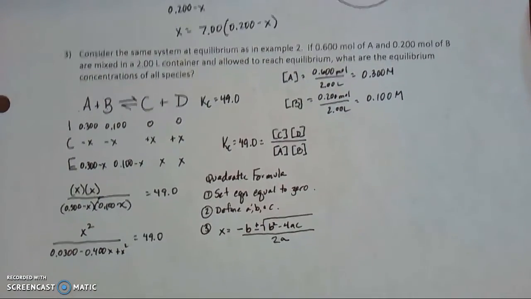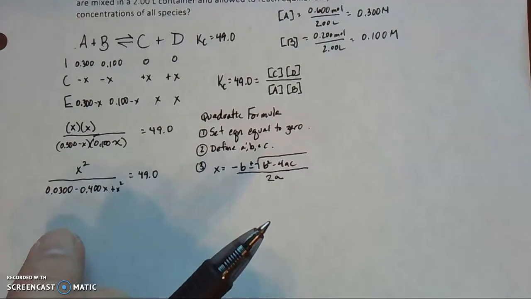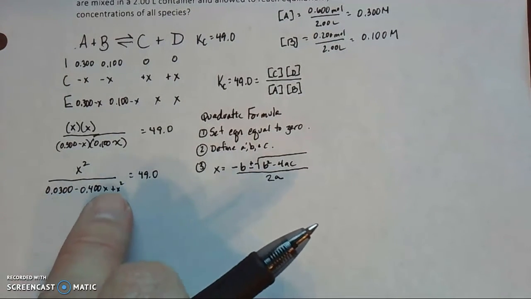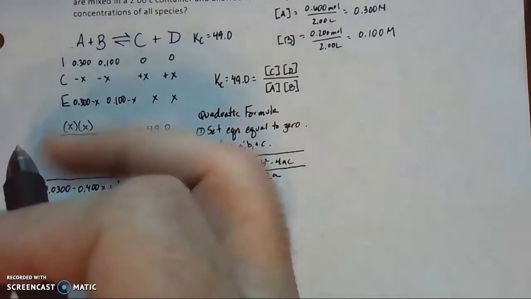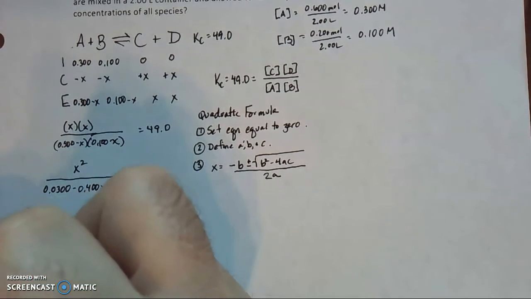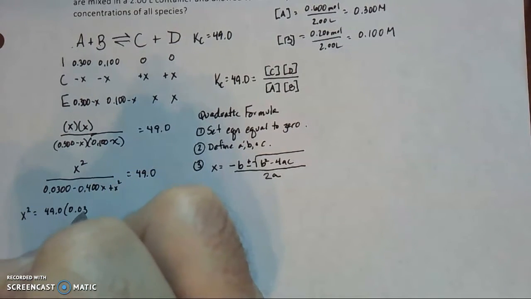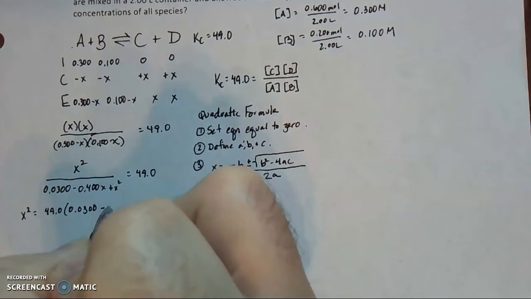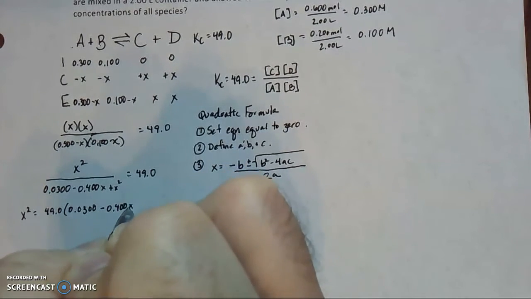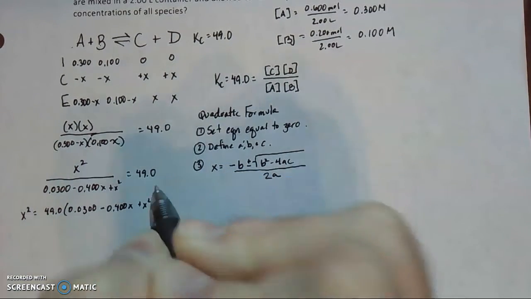The next thing we do is get rid of the fraction. So I'm going to multiply both sides by this polynomial. I'm going to get x squared is equal to 49.0 times 0.0300 minus 0.400x plus x squared.